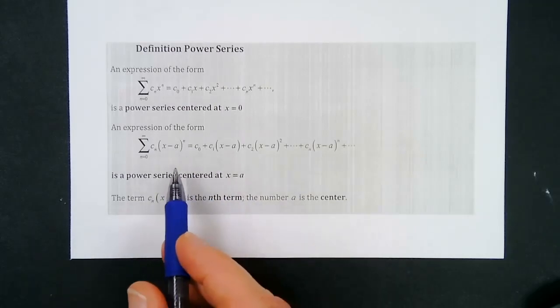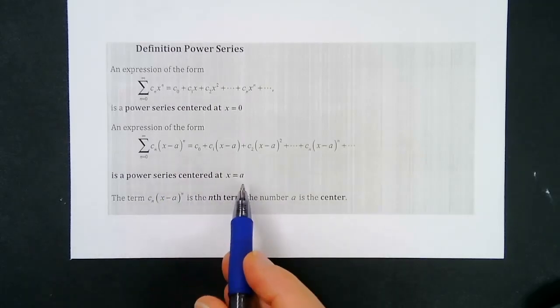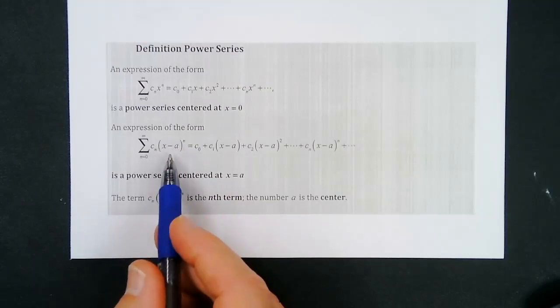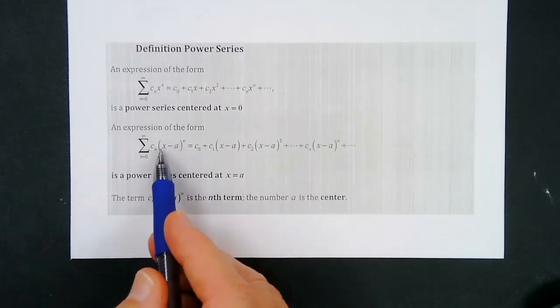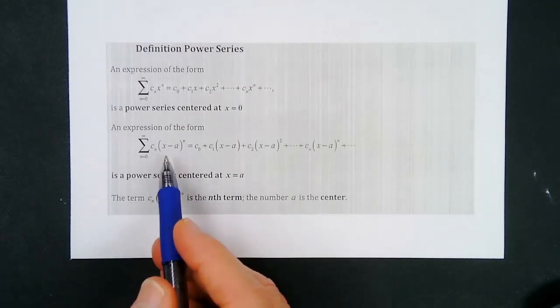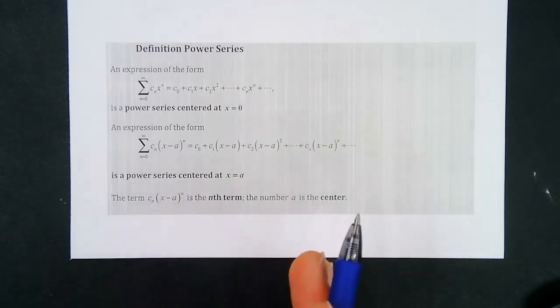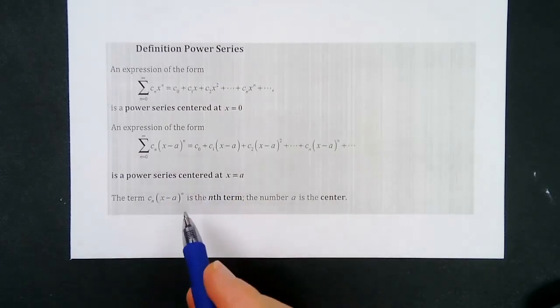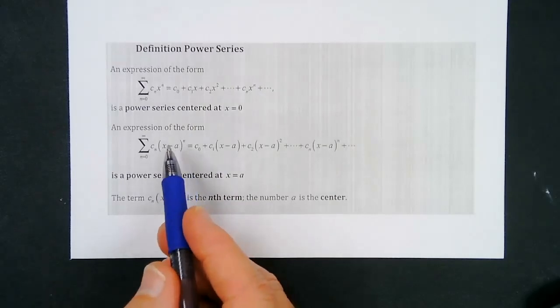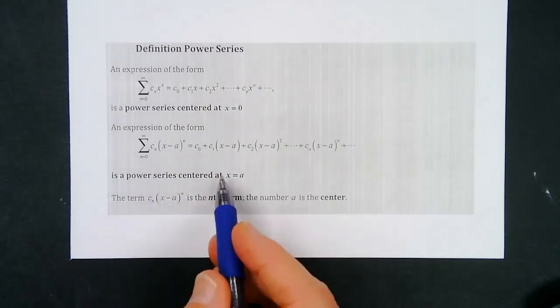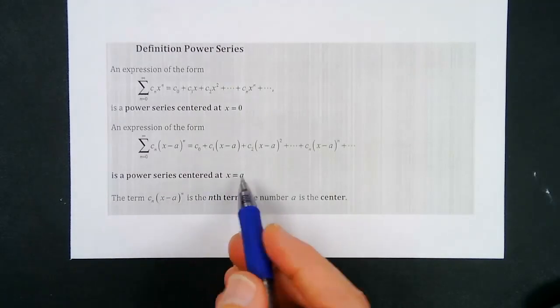So this one's going to be centered at x equals a. What this does is x minus a shifts the convergence over to the right a units. And so that's why it's going to shift right or left, depending on what the value of a is. Because if a was negative, this becomes x plus a, which causes it to shift to the left. And then it'd be centered at x equals negative a.